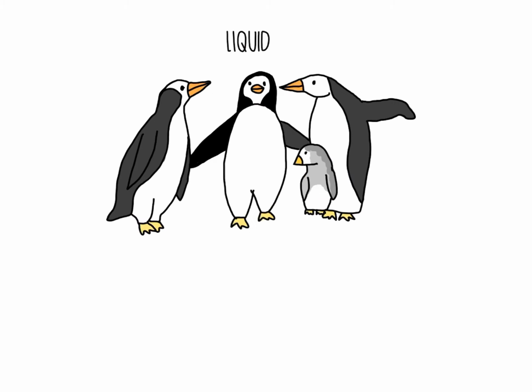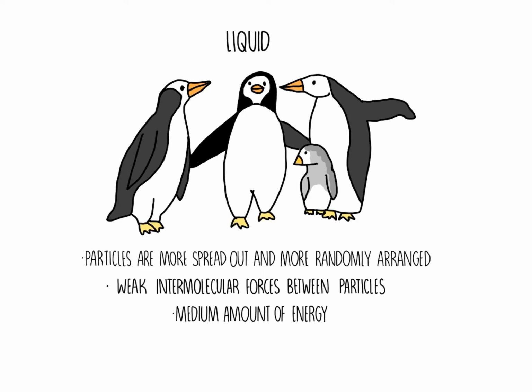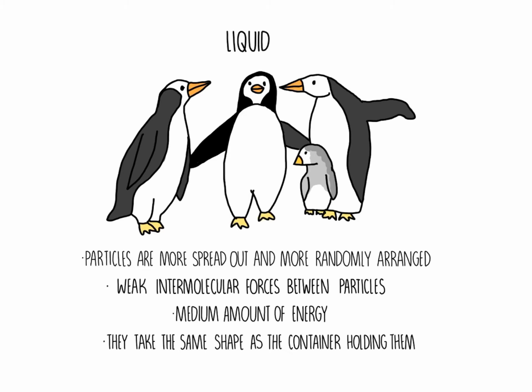Liquids consist of particles which are a little more spread out and more randomly arranged. There are weak intermolecular forces between the particles, and the particles have a medium amount of energy. This means that the particles stay fairly close together while still moving slowly past each other in all directions. Liquids can change shape and will assume the shape of whatever container is holding them.